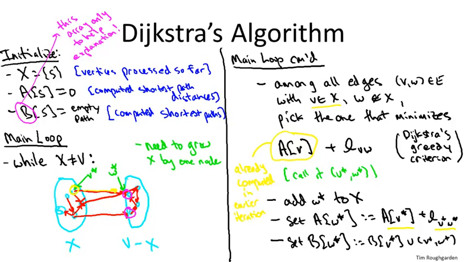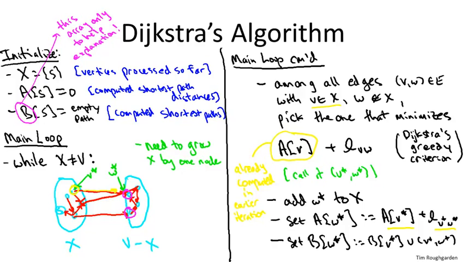Well, we compute the Dijkstra greedy score for each. The Dijkstra greedy score is defined as the shortest path distance we computed for the tail, and that's been previously computed because the tail's in capital X, and then we add to that the length contributed by this edge itself, by the edge VW, which is crossing the cut from left to right. So amongst all edges crossing the cut from left to right, we compute all those Dijkstra greedy scores. We pick the edge with the smallest greedy score, calling that edge just V star W star for the purposes of notation.